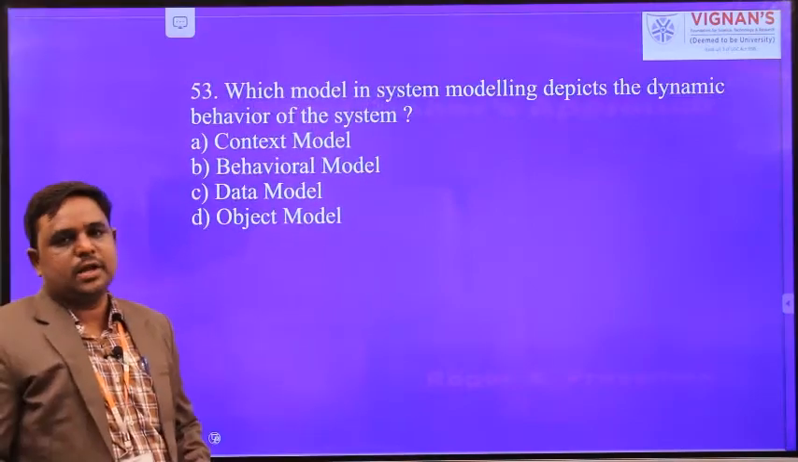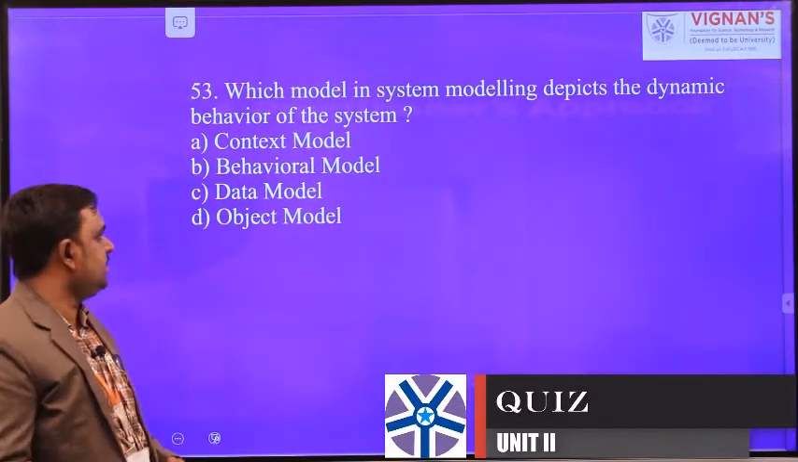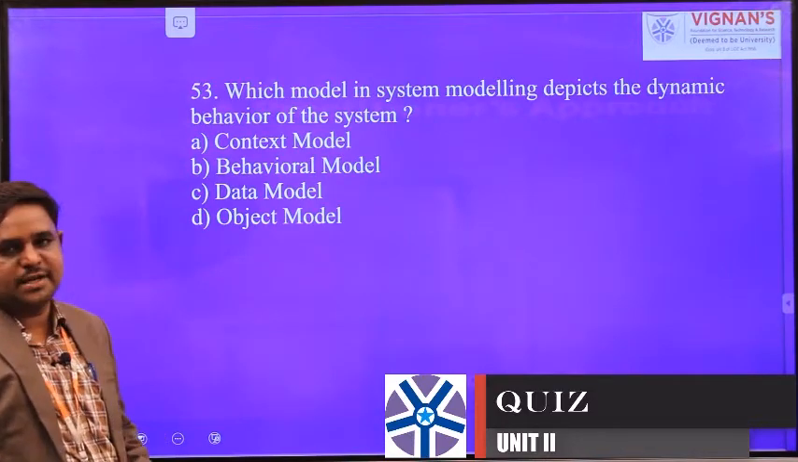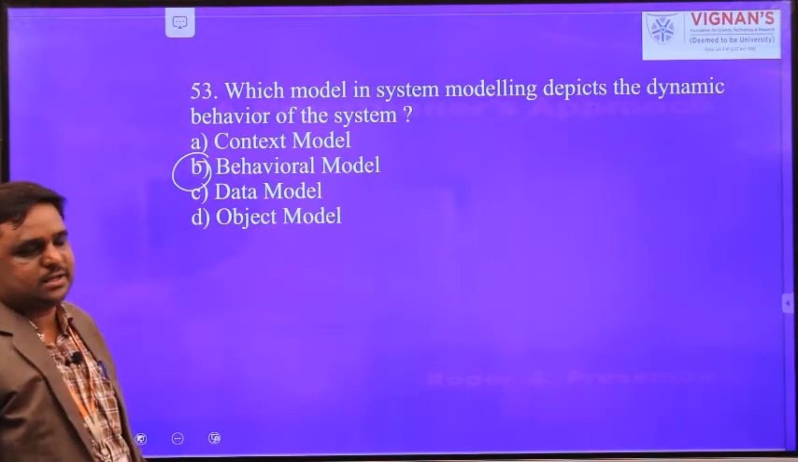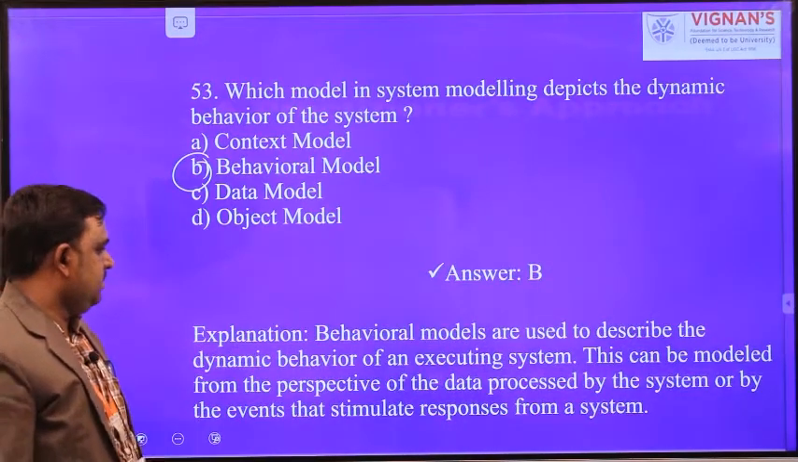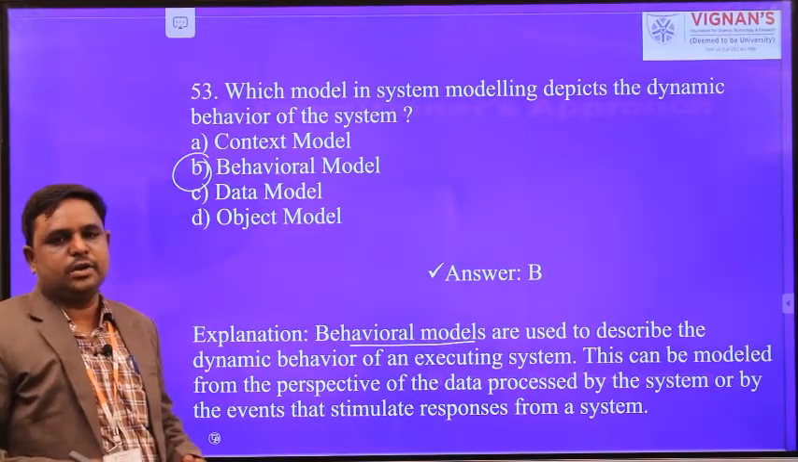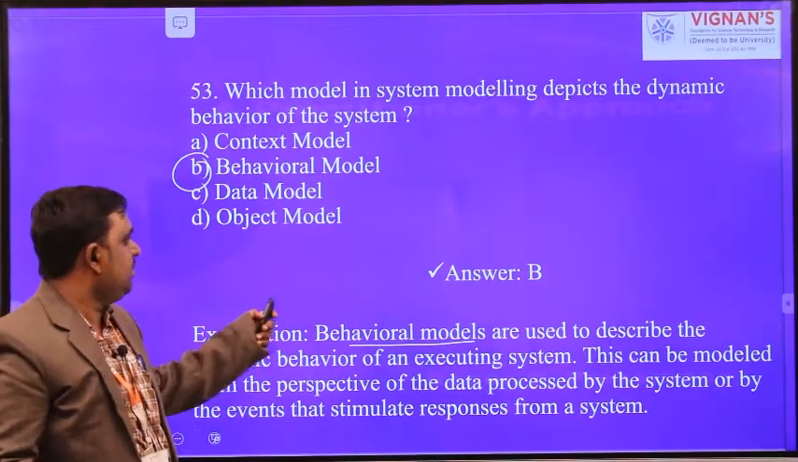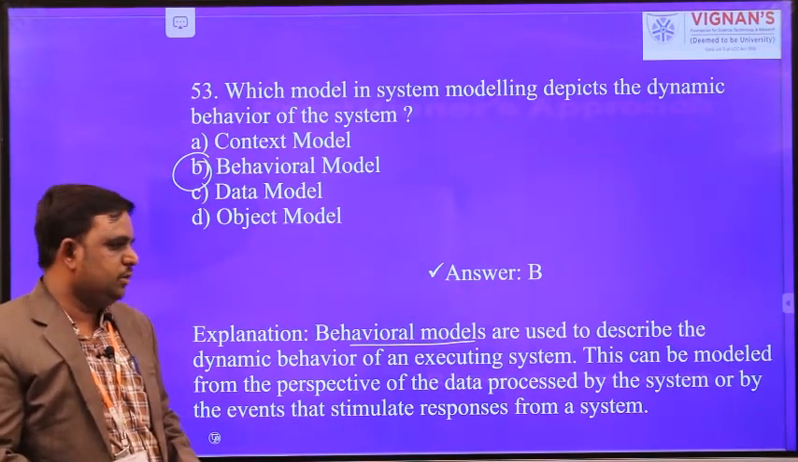Next, which model in system modeling depicts the dynamic behavior of a system? The dynamic behavior of the system comes under the behavioral model. So behavioral model is the correct answer. The behavioral model describes the dynamic behavior of the executing system. That means it gives the behavior dynamically.